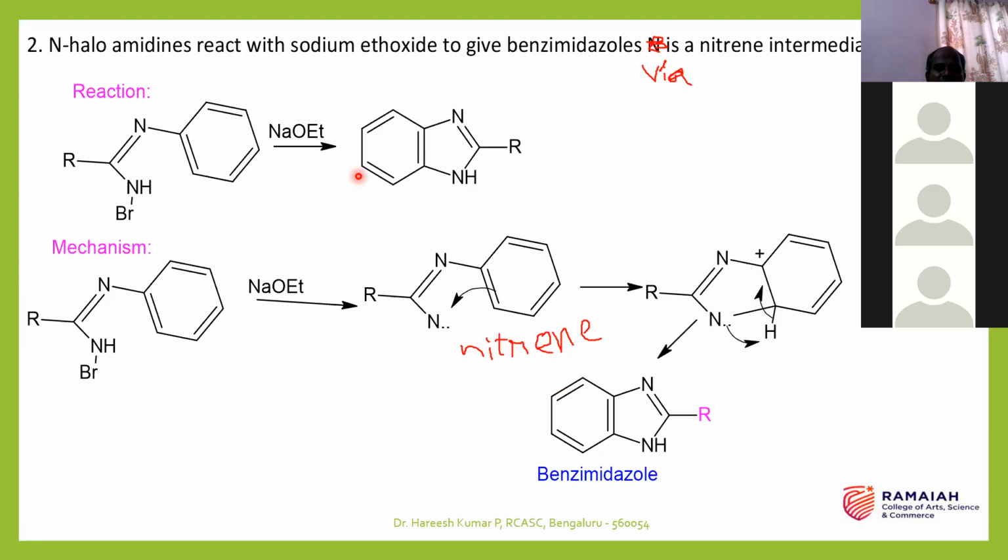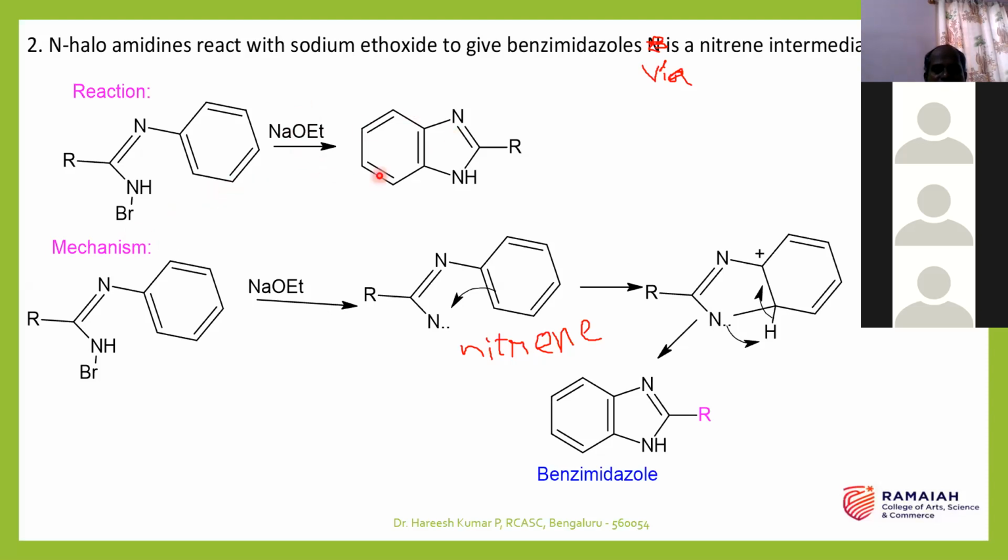So this is the mechanism part and this is the reaction part. What we can say is that N-haloamidine derivatives react with a base. The base may be sodium methoxide or potassium methoxide, propoxide, or tertiary butoxide. Whatever it is, here you should look into the base only.